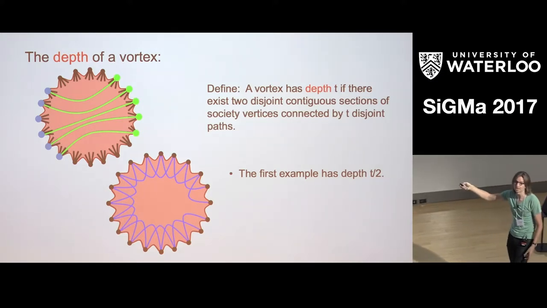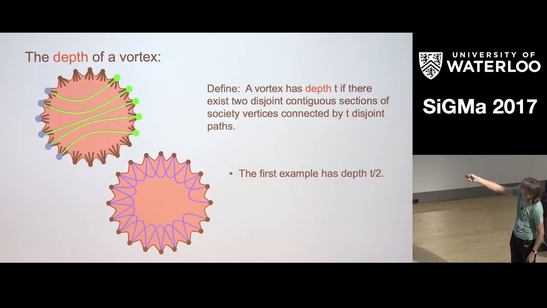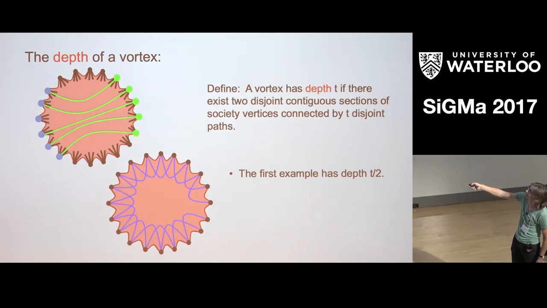Where does that word society come from? It's just the historical word that's carrying over. So the society vertices are these vertices along the outside. And contiguous section just means a section on that cyclical order that I have, right? So I have a contiguous section here of blue vertices, a contiguous section of green vertices, and now how many vertex disjoint paths do I have going between those two sections of vertices?